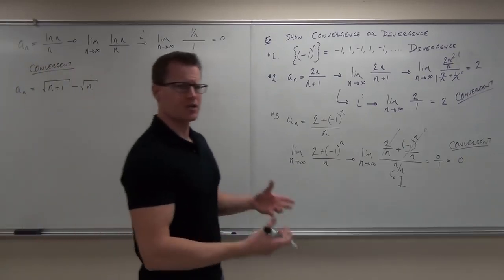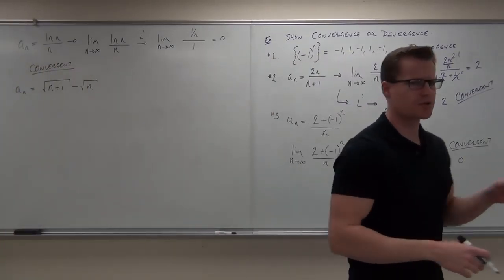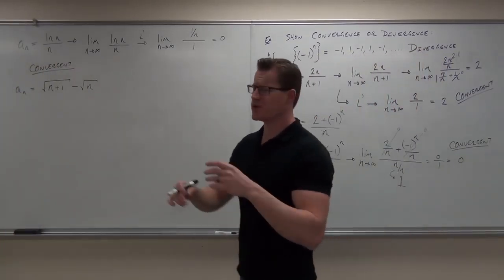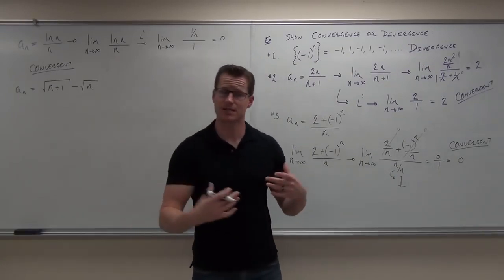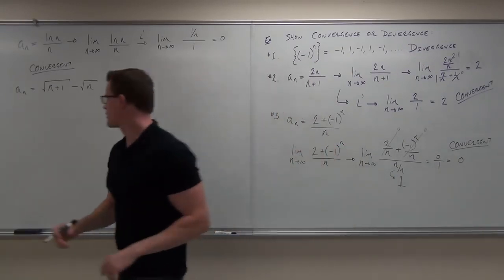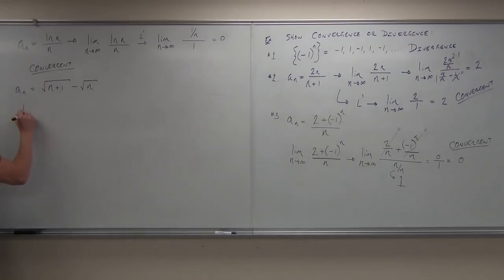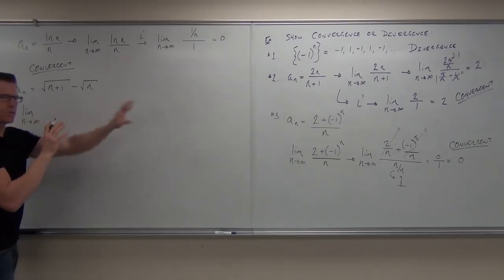Okay, so we're trying to show whether these sequences are convergent or divergent. The first thing that we have to do is take a limit because we know if the limit exists, it's convergent. If it doesn't exist, it's divergent. So number one thing we're going to try is a limit as n approaches infinity. That's what we're trying to look at. What's happening to our sequences as we get way out there.